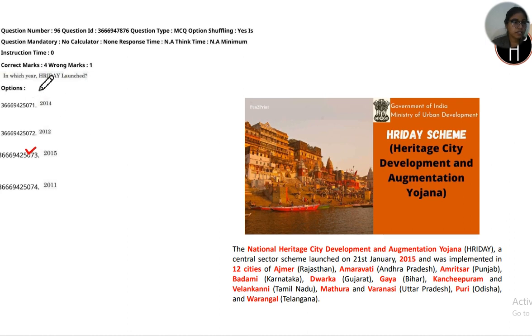So the next question is, in which year was the Hriday launched? Hriday was a scheme whose full form is Heritage City Development and Augmentation Yojana. It was launched on 21st January 2015, and was implemented in a total of 12 cities, among them Ajmer, Amravati, Amritsar, Badami, Dwarka, Gaya, Kanchipuram, Velankanni, Mathura and Varanasi. So basically this scheme was launched in those heritage cities, Puri and Warangal also, in the year 2015.